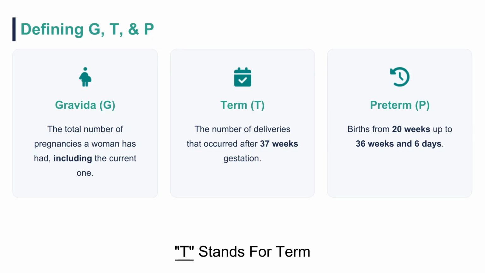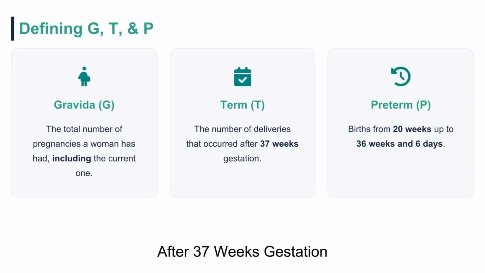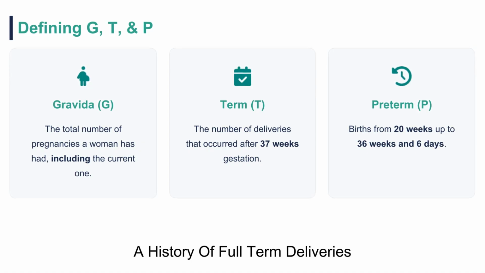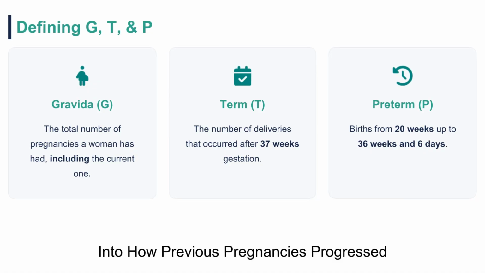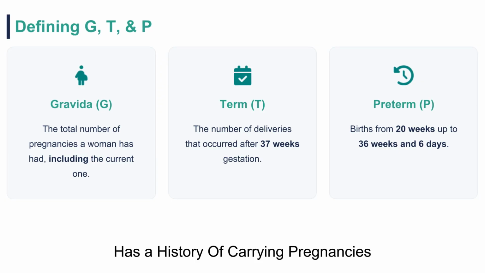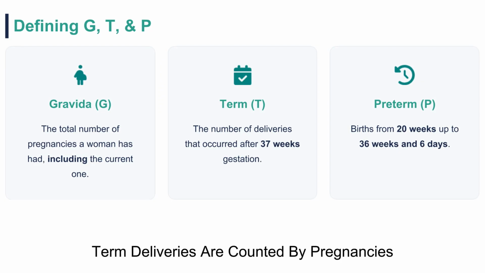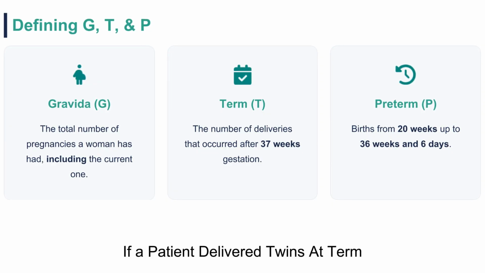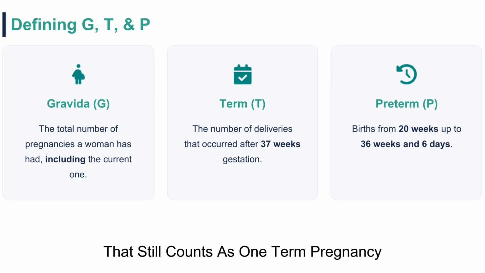T stands for term. This is the number of pregnancies delivered after 37 weeks gestation. These pregnancies are considered full term. A history of full-term deliveries can provide insight into how previous pregnancies progressed and whether the patient has a history of carrying pregnancies to maturity without major complications. Term deliveries are counted by pregnancies, not by the number of babies delivered. If a patient delivered twins at term, that still counts as one term pregnancy.